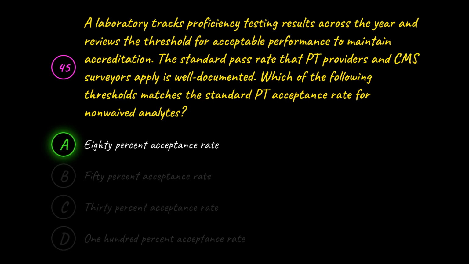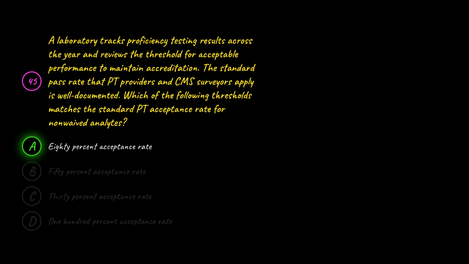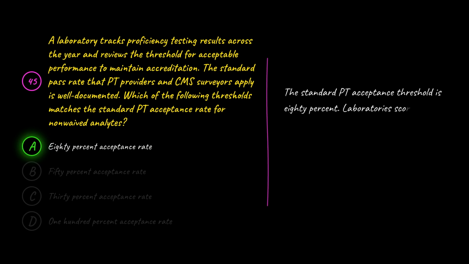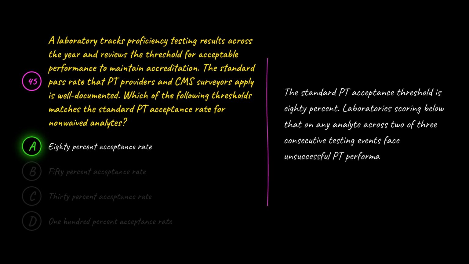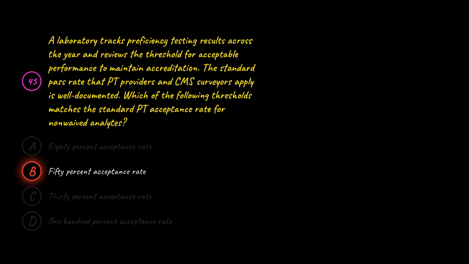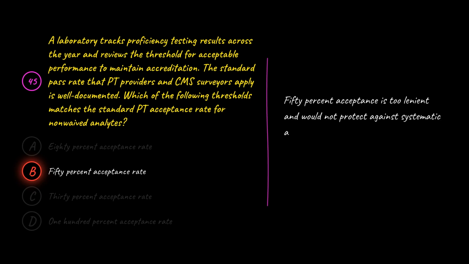The correct answer is A. 80% acceptance rate. A is correct because the standard PT acceptance threshold is 80%. Laboratories scoring below that on any analyte across 2 of 3 consecutive testing events face unsuccessful PT performance and corrective action requirements. B is wrong because 50% acceptance is too lenient and would not protect against systematic analytical errors.